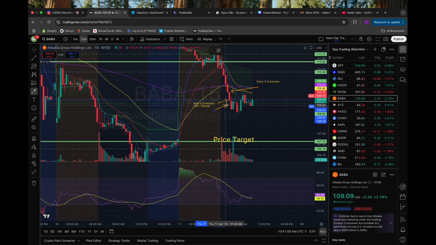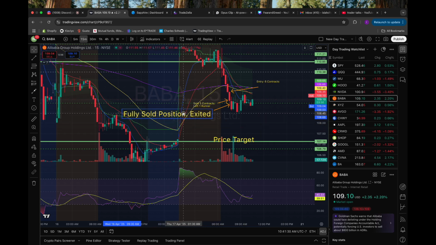And then I actually ended up closing my runner out. It was right around here. All right. Fully exited the position. I fully sold my position about right here. And I was done. And I was about 23 to 24%, okay, on that trade.